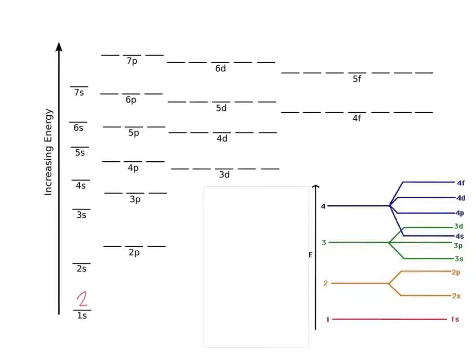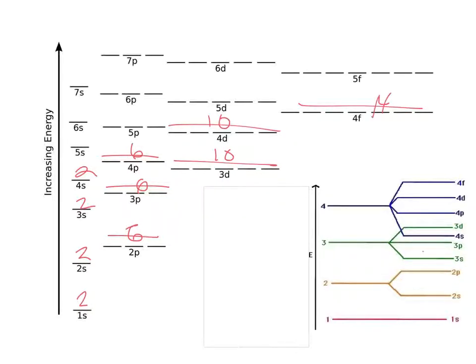We can only have 2 here. We can only have 2 here. The total here we can have is 6. 2 here. The total we can have here is 6. 2 here. The total we can have here is 6. Total we can have here is 10. And then the last one here would be 14. That's the maximum electrons we can put in each one of those sublevels. Once we exceed that, we have to move up to the next energy.